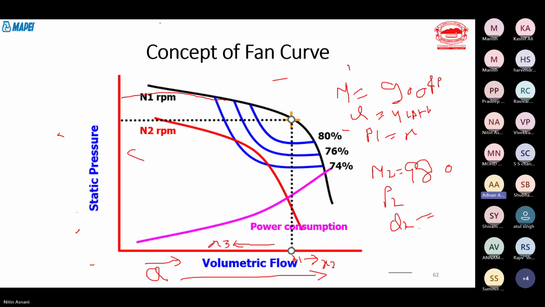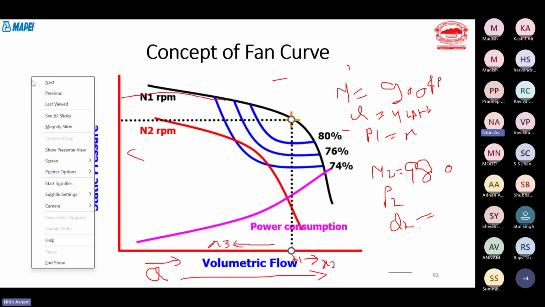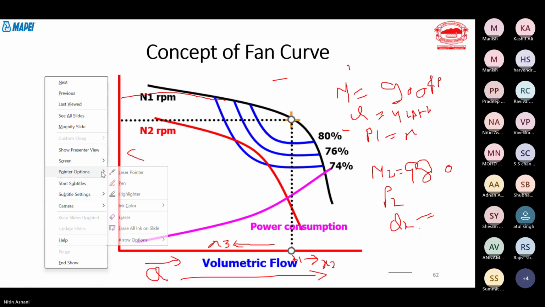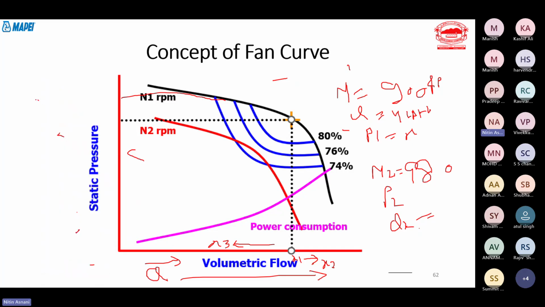Affinity laws, sir. It will be according to the formula P1 divided by P2 equals N1 divided by N2. How can you apply the formula? That's why I'm saying, suppose I am talking about the formula part. Suppose the formula is Q1 by Q2 equals N1 by N2.